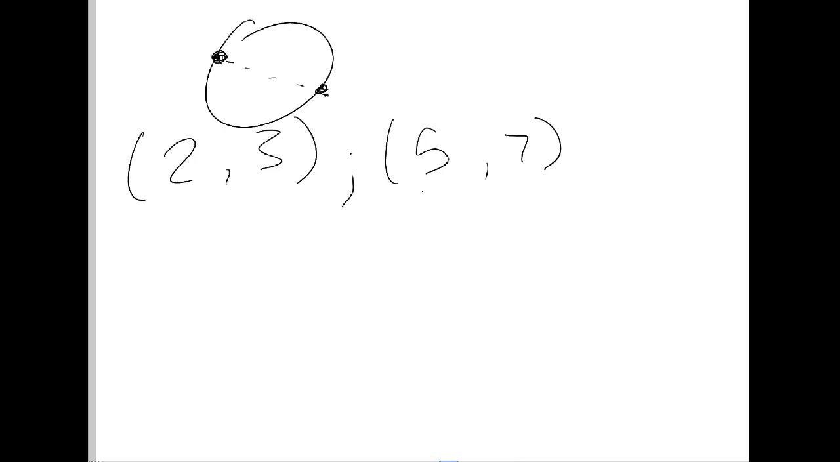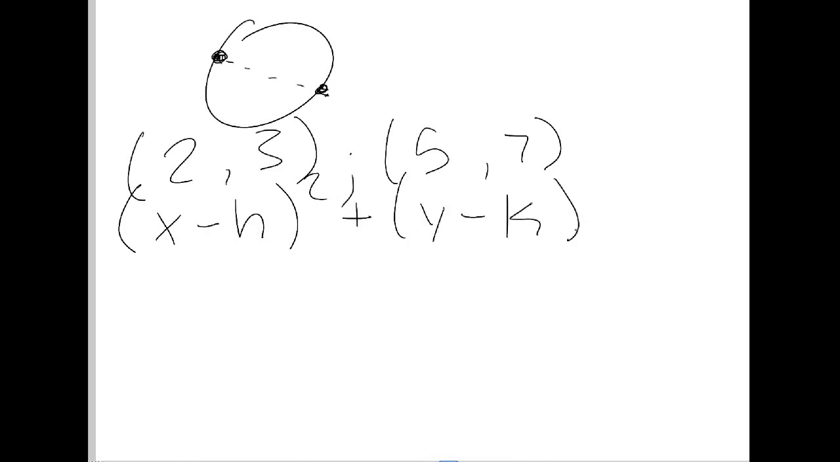Okay? Well, standard form of a circle, which we all know by now, is (x - h)^2 + (y - k)^2 = r^2. So, what we need to find is our center, and we need our radius. Well, we can do this with the two endpoints of the circle by using the midpoint formula and then using the distance formula. So, using the midpoint, that will give us our center.